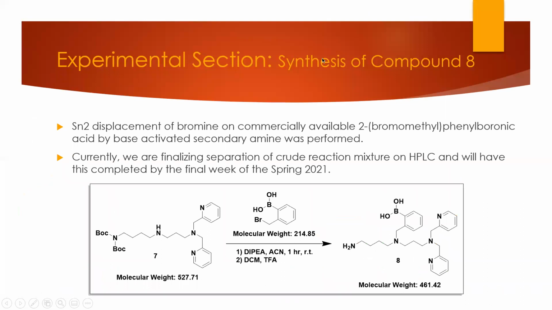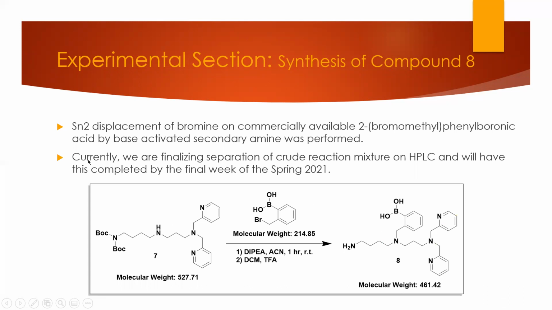The final synthetic step is an SN2 displacement of the bromine on the commercially available 2-bromomethyl phenylboronic acid, for which we used Hunig's base, or diisopropylethylamine, in polar acetonitrile. This effectively deprotonated the hydrogen on the secondary amine, which attacked the carbon, displacing the bromine and forming the new nitrogen carbon bond.